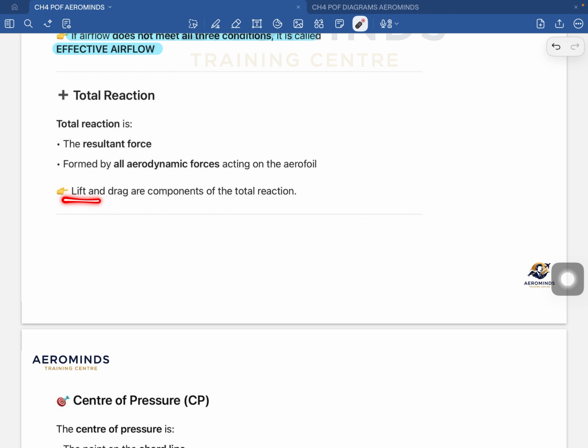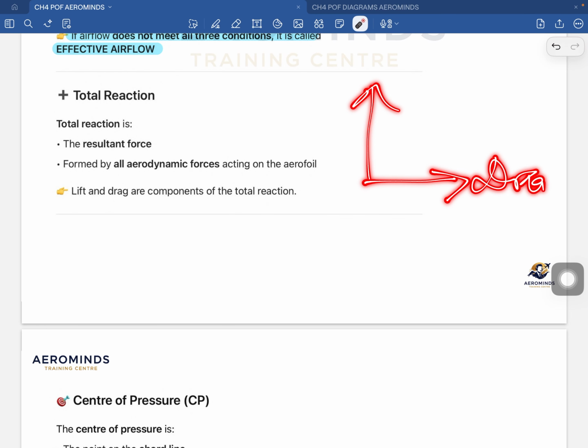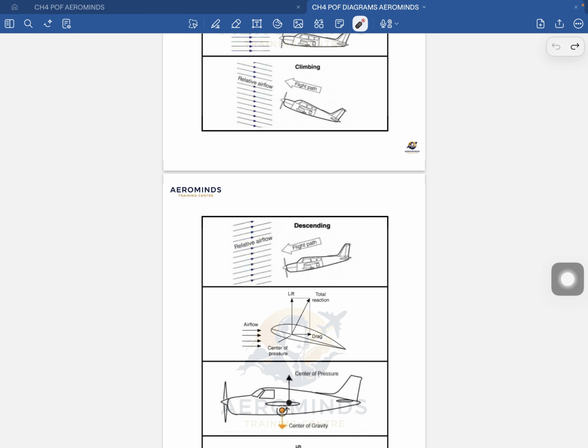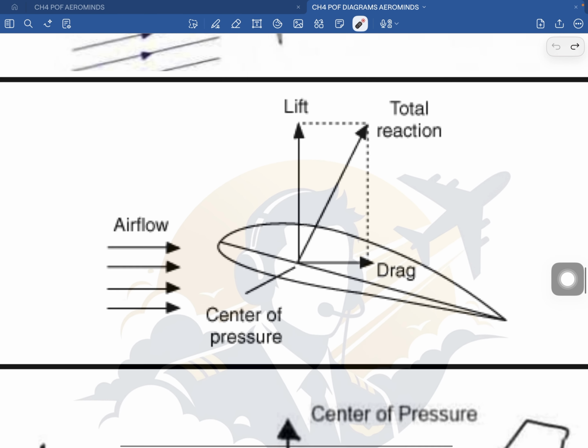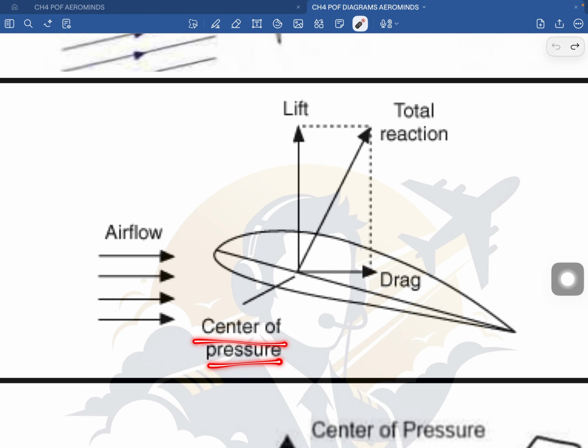Okay, now the lift and drag here are the components of the total reaction. Okay, that means the lift and drag are not separate forces which are coming from different places. Okay, they are simply the components of one single force, the total reaction. Okay, and if they are resolved into vertical and horizontal components, so this will be lift, this will be drag. Okay, and these are relative to the airflow. Okay, we'll see a diagram for this also. We'll talk about the center of pressure later. That is the point where the lift is considered to act.